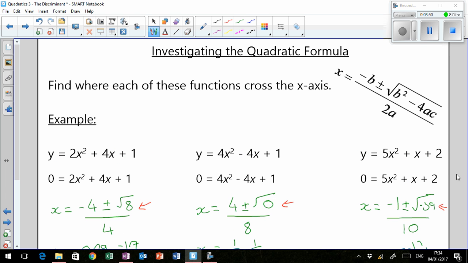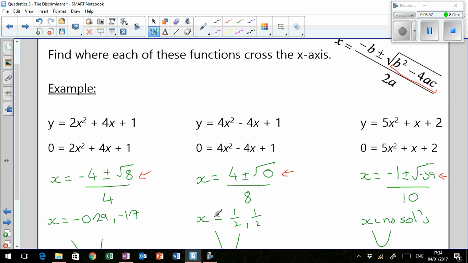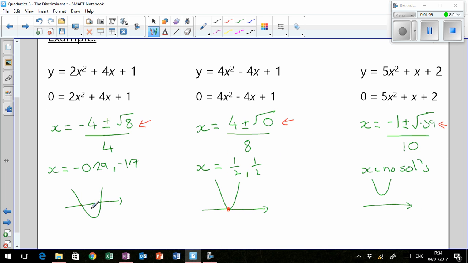So that bit of the quadratic formula in here, which we know is the discriminant, tells us not what the roots are. It doesn't tell us if it's going to be a half or -0.29, but it does tell me the nature of the roots. In that, is there 0, is there 1, is there 2? In this case, on the left-hand side, that's real and distinct roots, because they exist and they're different. These are real and equal roots because they exist but they're the same, and this is no real roots at all.